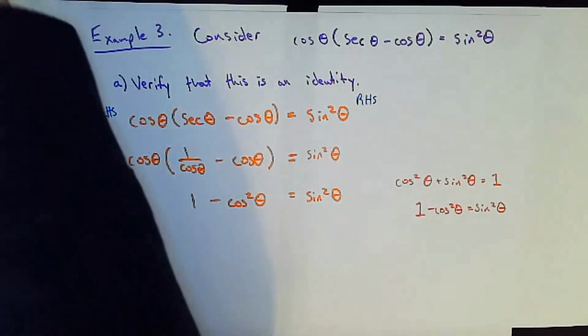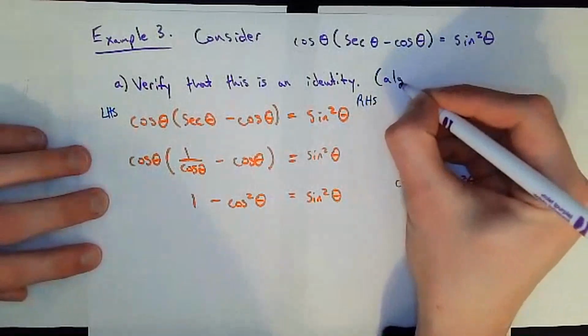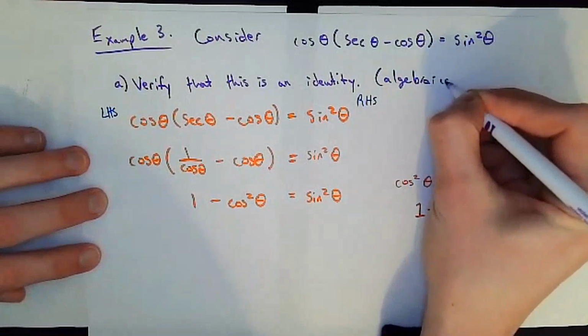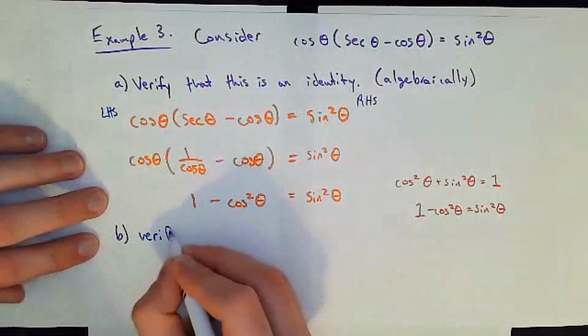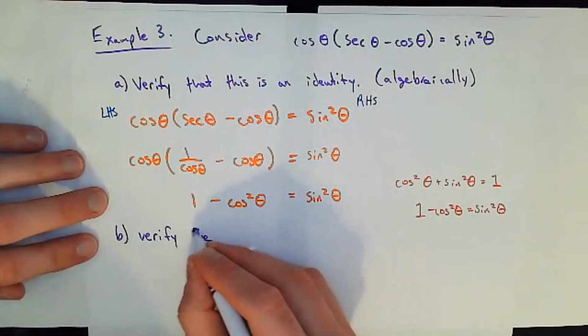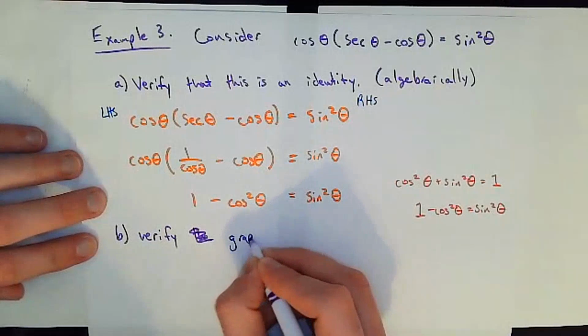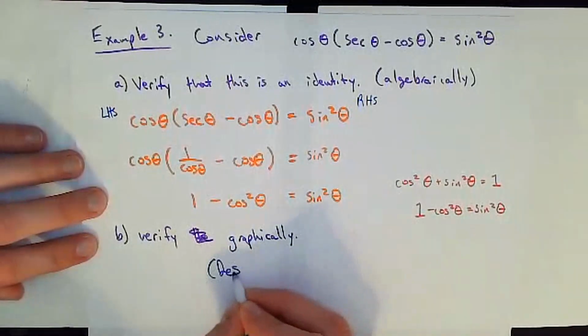Part B says to verify. So this is verify that this is an identity. We're doing this algebraically. That's what I want you to be able to do. Verify graphically, I'll show you that real quick. That literally just means go pop it into Desmos, though. I'm just going to say verify graphically. And I'll just say Desmos.